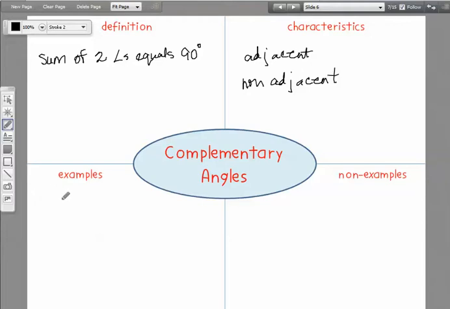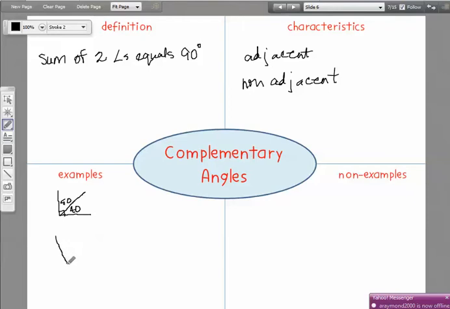Some examples would include, say you've got these, my lines aren't very straight there. See, that's a right angle. And say this angle right here is 50 degrees and this angle right here is 40 degrees. Okay, that's an example of two angles whose sum is 90 degrees.